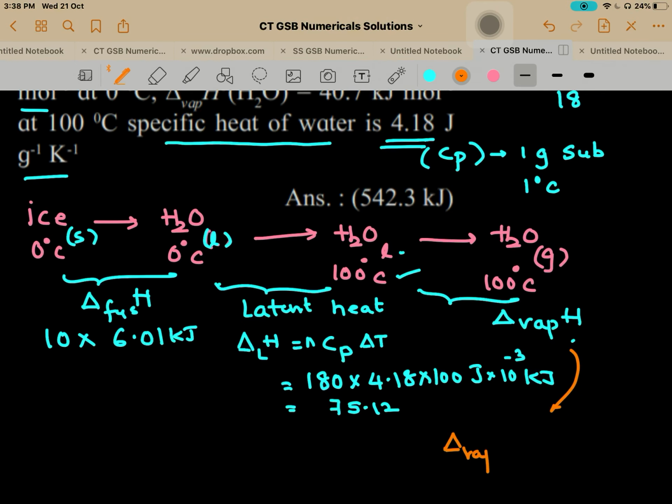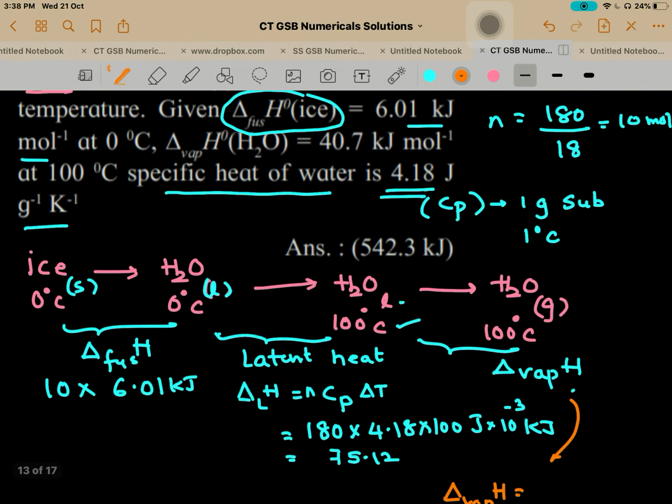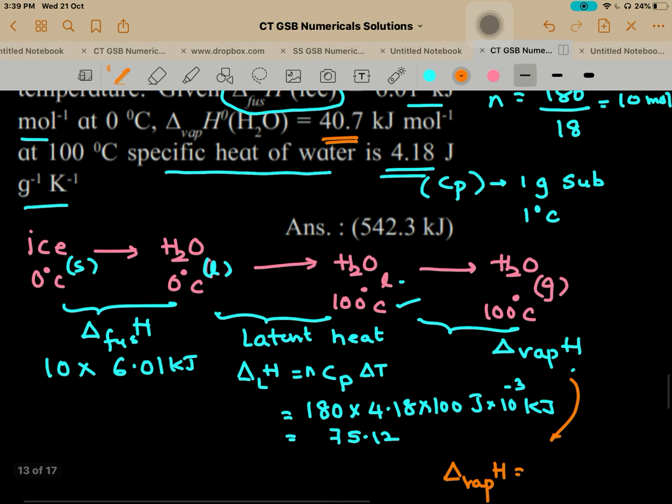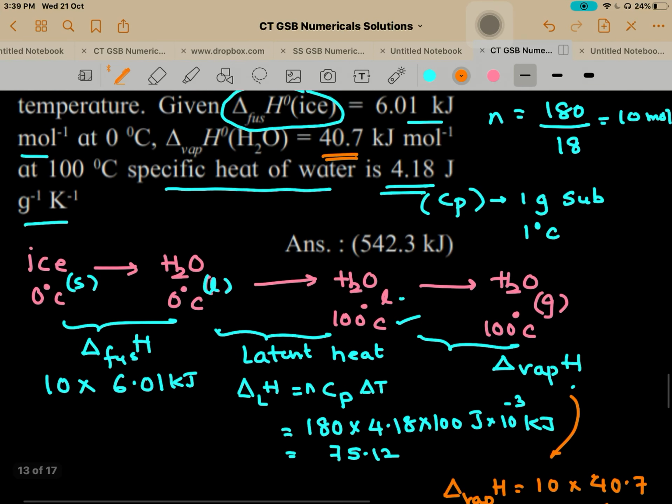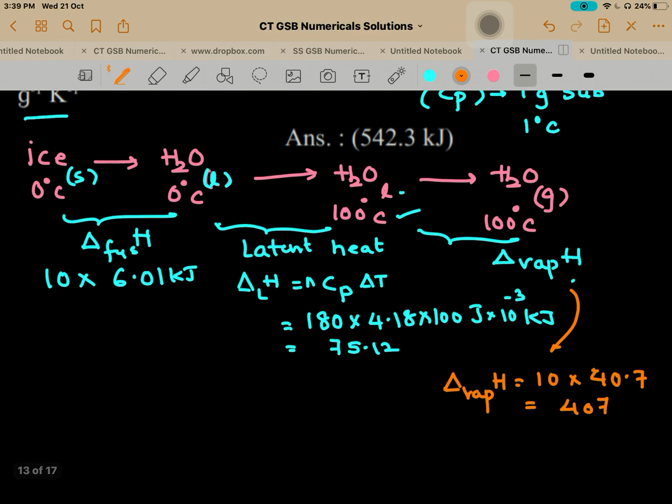Correct. So how do we calculate this enthalpy change, which I'm putting up here, right? So your delta H vaporization is, how much is the value given? This per mole. See the value here? Delta H vaporization is 40.7. So what we do is, that is per mole, no? So we multiply by 10 because we have got here 10 mole into 40.7. So this becomes 407, right?